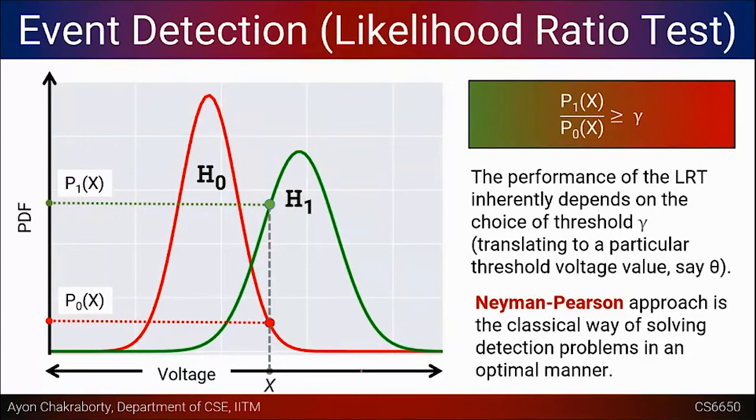So the approach that we want to take, which is a classical way of solving this problem, is called the Neyman-Pearson theorem. This is your take home point: to understand how the Neyman-Pearson theorem works. This is a standard way to approach this particular problem and solve it in an optimal manner. We will see what optimal means in this case.